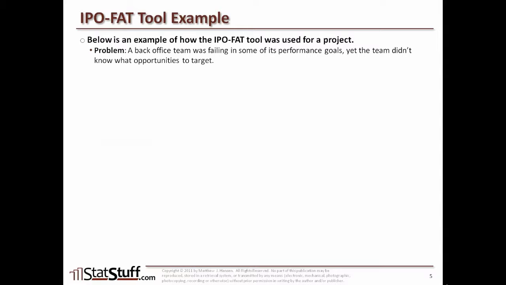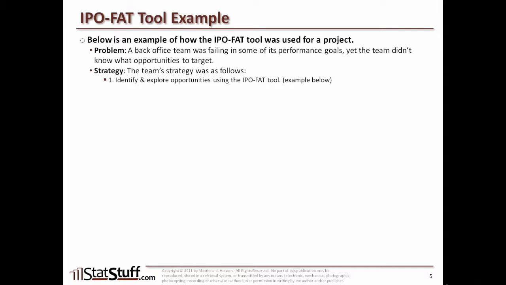But the team just doesn't know where they need to focus. They don't know what the opportunities are. They're failing in so many different areas. So what you might use is something like the IPO FAT tool to help guide them to find the opportunities and build some sort of strategy for how you're going to execute these. So this strategy that you might come up with might look like this.